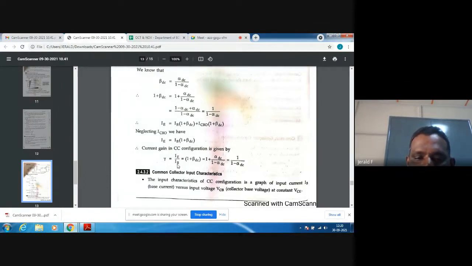So finally, for current amplification, gamma is equal to IE divided by IB. This is the standard formula, 1 plus beta DC. And finally you can substitute the value, 1 divided by 1 minus alpha DC. That is called the current amplification factor of the collector configuration. Okay, for the collector configuration, what is the value? 1 divided by 1 minus alpha DC. That is called the collector configuration.